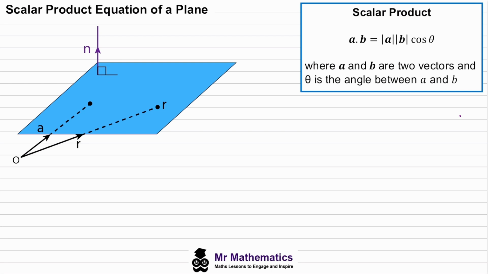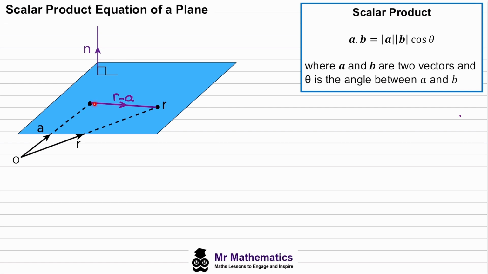So to find the scalar product equation of this plane, we need to begin by finding the difference between our general point and our known position vector. So we need to be able to go from A to R. And to do this, we can go from A to the origin, and then from the origin to R. So this will be negative A plus R, or R minus A.